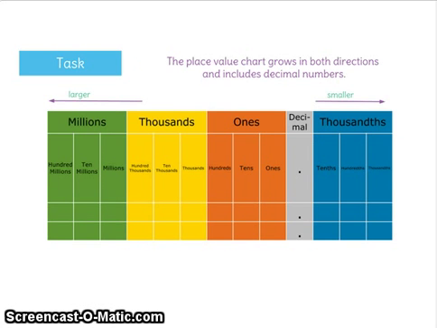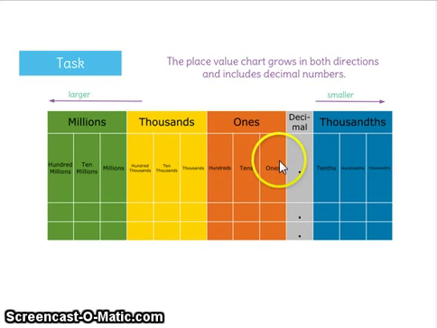The place value chart grows in both directions and includes decimal numbers. So here you see decimal numbers. Now, notice there is not a ones column. Yes, that sounds silly, but there's not. It goes ones, tens, hundreds, as you know from 4th grade, all the way up to 100 millions. But when you go through this chart, you're looking at tenths, hundredths, and thousandths. These are quite a bit smaller than this side. And if you look at the chart, this explains it.